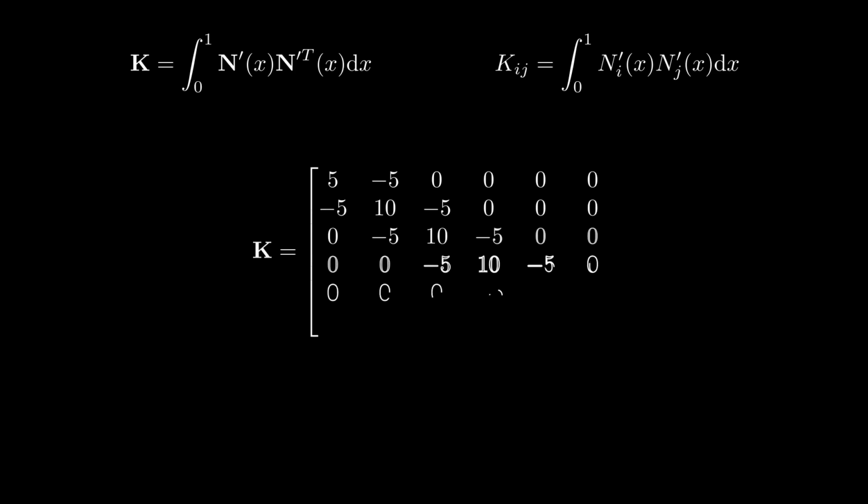The matrix K being symmetric and sparse means that less memory is required to store the matrix, and it is computationally efficient to solve the linear system of equations.